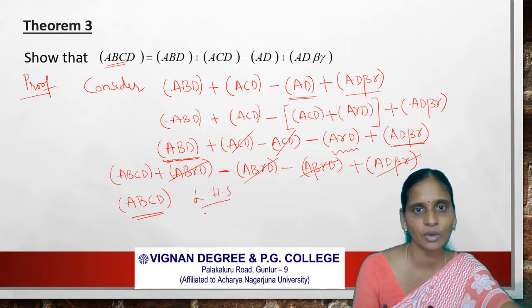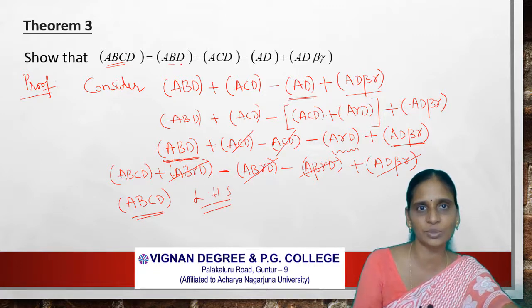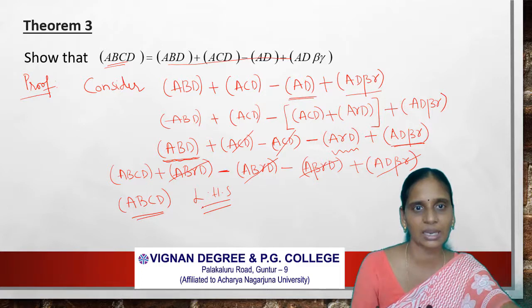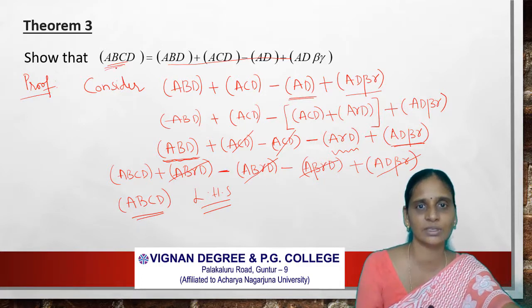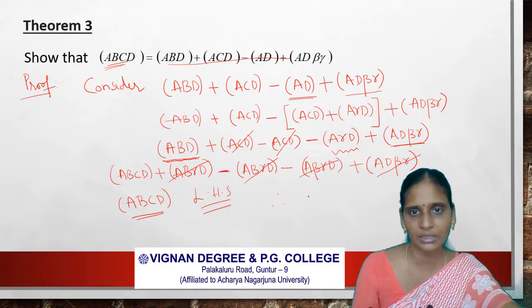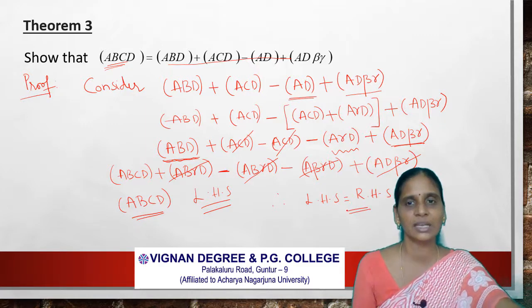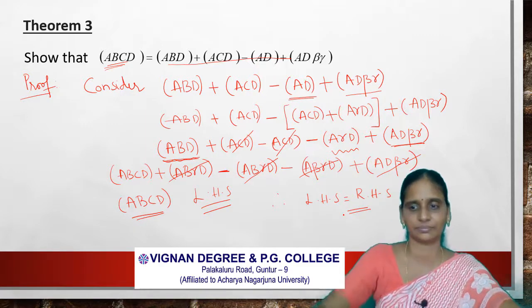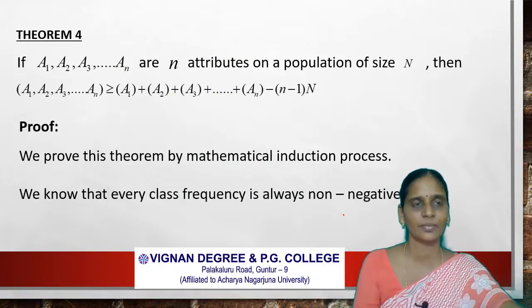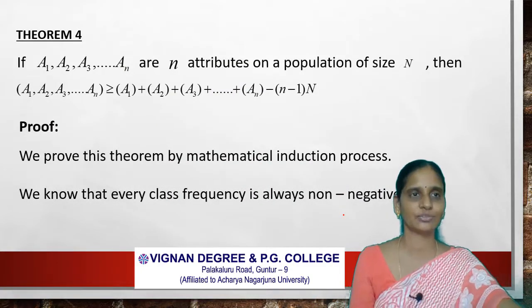In this theorem, we considered the right hand side expression and we got the left hand side class frequency. Therefore, LHS is equal to RHS. Hence the proof of this theorem 3. And next one is theorem 4.